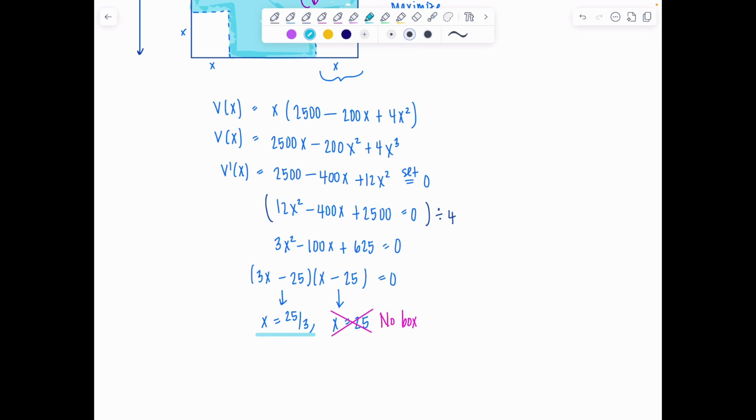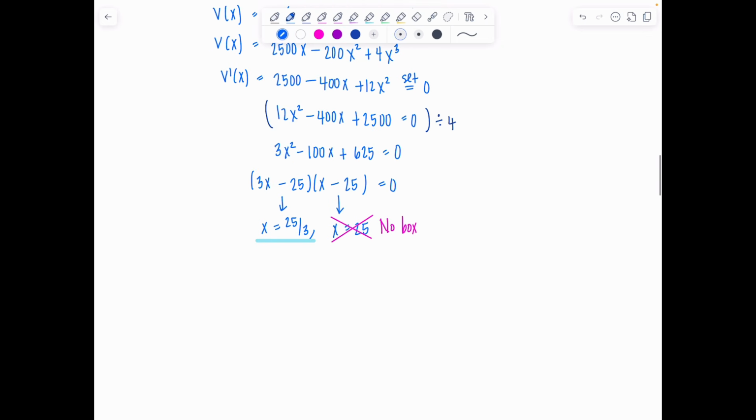What do I need to do next? I need to verify that this indeed yields the max volume. And you have two options. You could either do the first derivative test with the number line, which is fine and dandy. Or what's really nice on most optimization problems is to do the second derivative test. So let me remind you how it works. You take the second derivative of the function you're optimizing. So in this case, I already have V prime. I'm just going to take one more derivative. So V double prime of x would be negative 400 plus 24x.